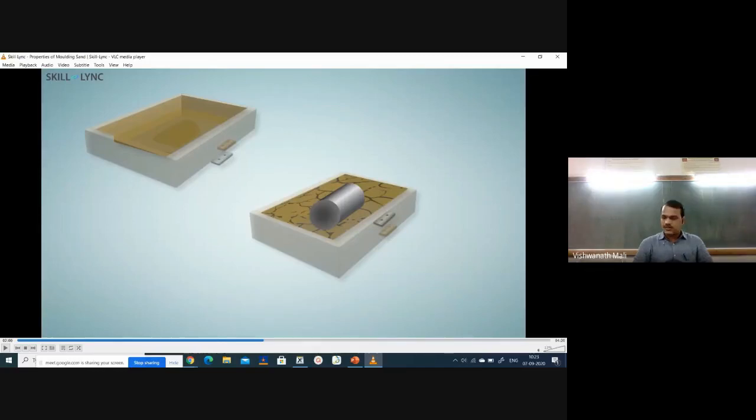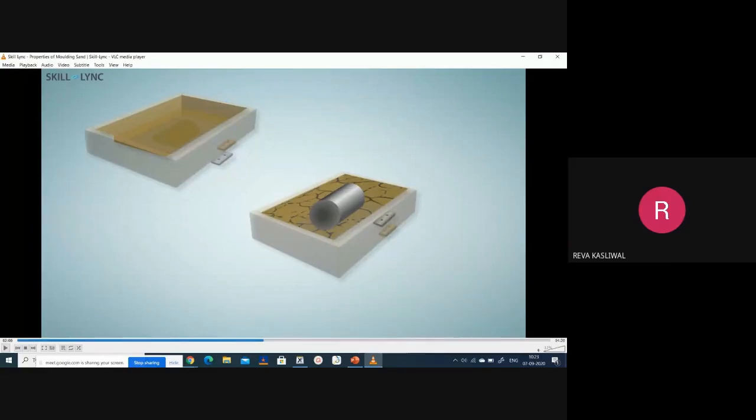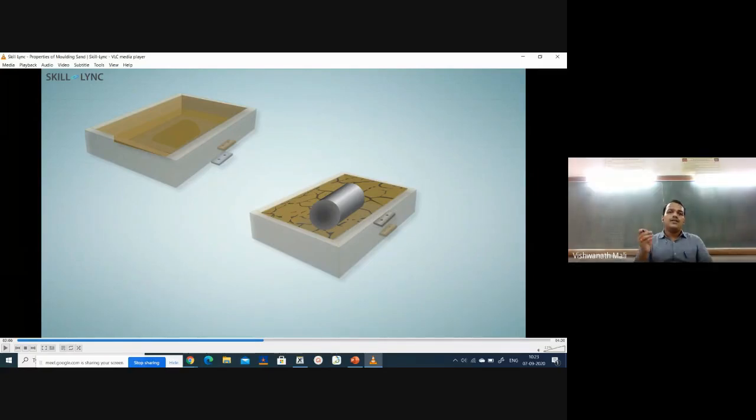Do you still have any doubt? Sir, while baking the crack doesn't occur, but when we pour the molten metal, then yes. No, the heating, yes. What happens in baking? We just remove the moisture content.